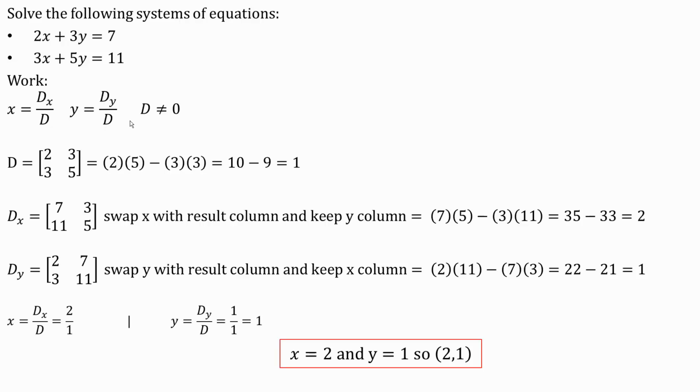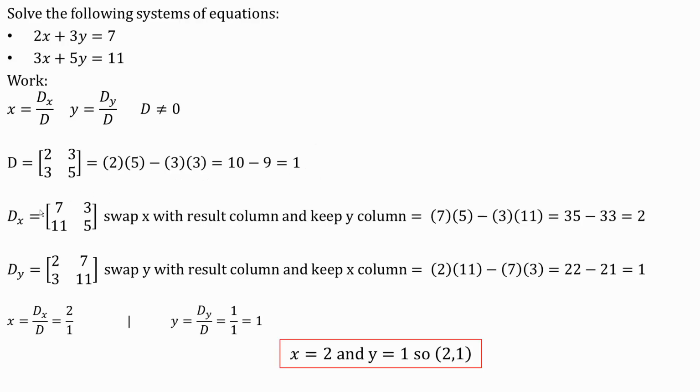In order to use Cramer's rule, the determinant cannot equal 0 because you can't divide by 0. So the first step is to calculate the determinant. So this is our piece: 2, 3, 3, 5. And we calculate the determinant, so 2 times 5 minus 3 times 3. So we would get 10 minus 9, so the determinant is 1.